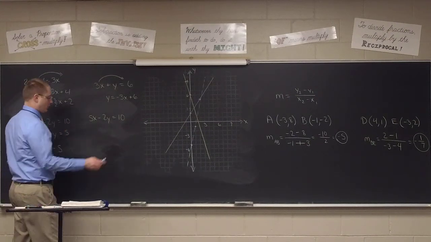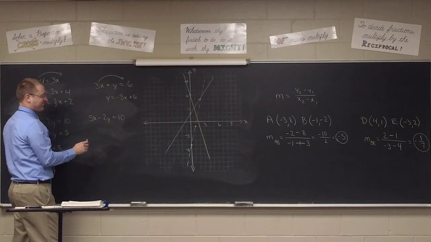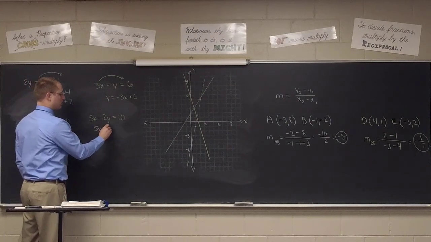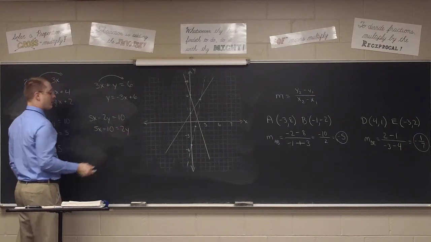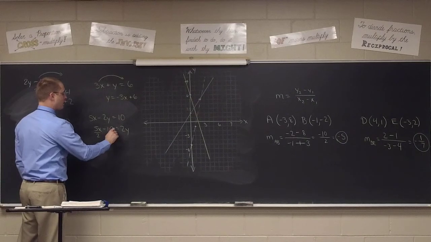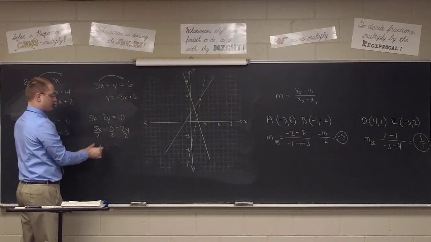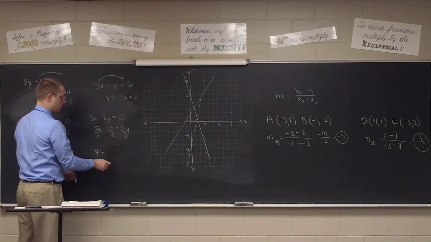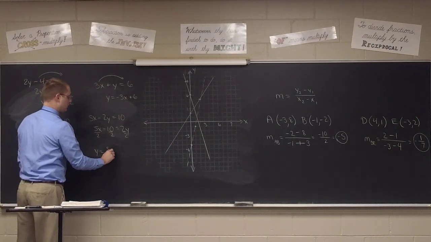Double swap. Okay, you're a double swap back to the core. All right, so what do we get? 5x minus 10 equals 4y. All right, and then we do have to divide everything by 2. So when we divide away the 2 from everything, let's move this to this side now. We get y equals 5 over 2 x minus 5.